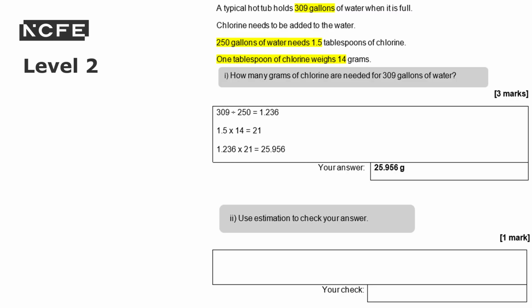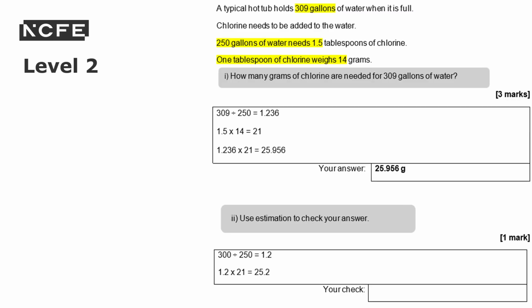So for 250 gallons of water, we need 1.5 tablespoons of chlorine. So the next thing that our learner has done here is they've calculated how much that weighs. 1.5 times 14 is 21, so it weighs 21 grams, and therefore we can calculate 1.236 times 21, so that's 1.236 lots of the amount of chlorine we need, and that gives us our answer, 25.956. So our learner has placed their answer there.